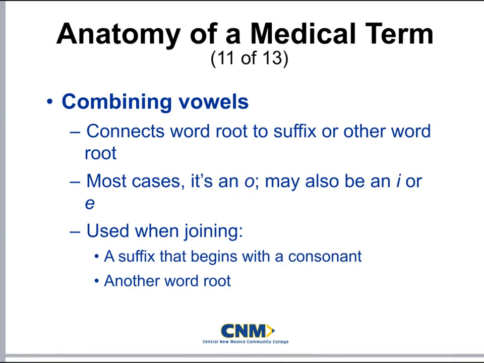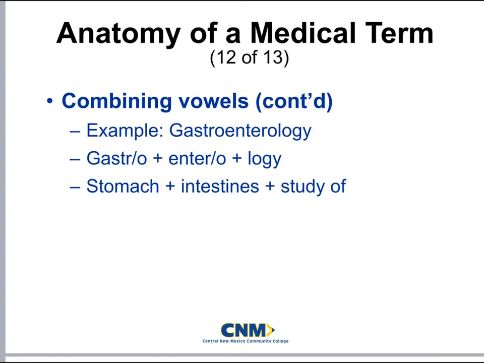A combining vowel connects the root word to a suffix or other word root. In most cases, it's an O, but it may be an I or an E. Let's see what we mean. They're used when joining a suffix that begins with a consonant or when you're joining another root word. So example, let's look at this one. Gastroenterology. So you have gast with an O, enter with an O, ology. So gastro refers to stomach, entero refers to intestines, and ology is the study of. So gastroenterology is the study of the stomach and intestines.